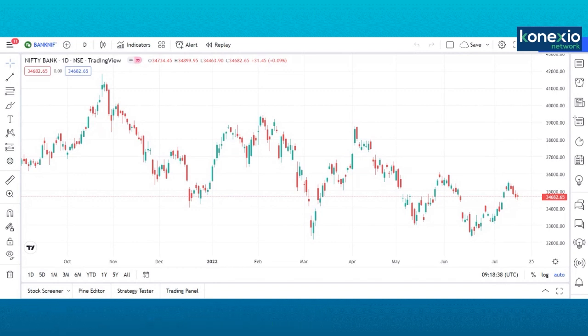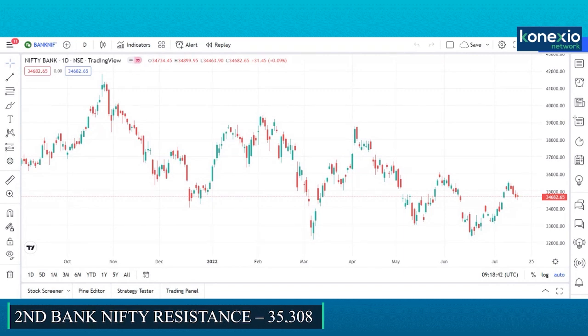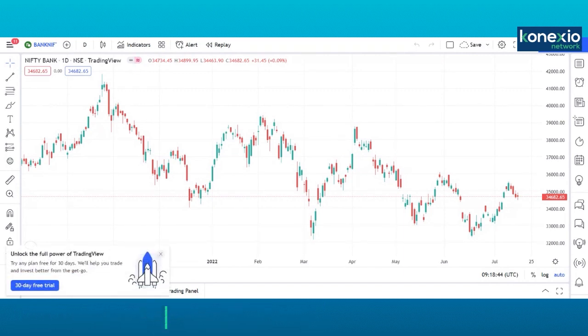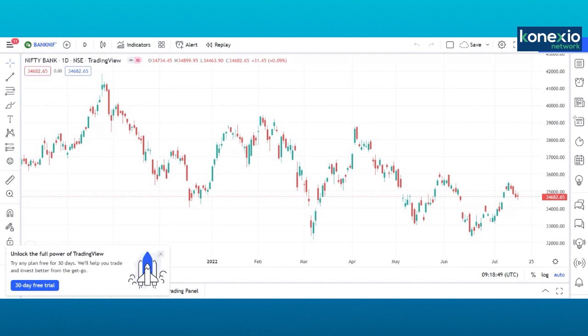35,027. If it breaks, then the second resistance is placed at 35,308, and the third resistance is placed at 35,555. So these are the important support and resistance levels in Bank Nifty. Any dips should be used as a buying opportunity. The trend of the market is positive from these levels.